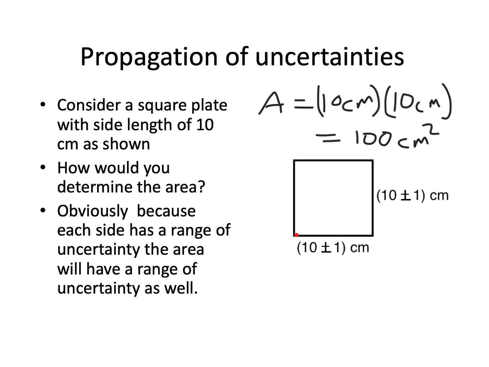So let's say I've measured this side as 10 centimeters plus or minus 1 centimeter, and the same for the other side. What does that mean? That means this value could actually be as low as 9, and this value could actually be as low as 9, or each of them could be as high as 11. So we would say that the area is 100 centimeters squared, but it could be as low as 9 times 9, that would be 81 centimeters squared. Or each of these could possibly be as high as 11, and so that would be 11 times 11, or 121 centimeters squared. And so we could say 100 centimeters squared plus or minus the amount of that range.